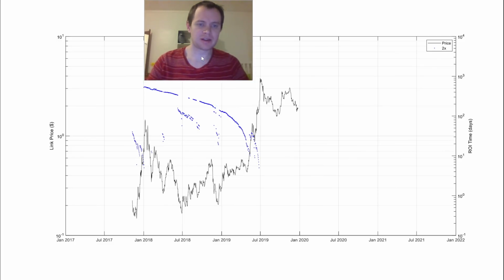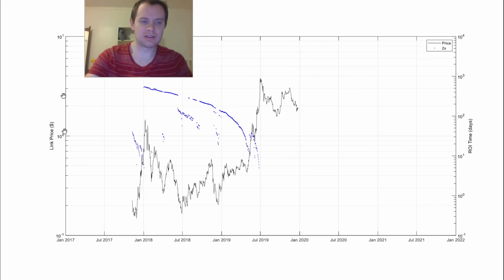So basically, what this graph shows is this y-axis over here is the price, and it corresponds to the black line. And then this axis is the return on investment time in days, and it corresponds to these bands. And note that they're both logarithmic scales. So 10 to the minus 1 is 10 cents, 10 to the 0 is $1, 10 to the 1 is $10. And then over here, 10 to the 0 is 1 day, so on and so forth.